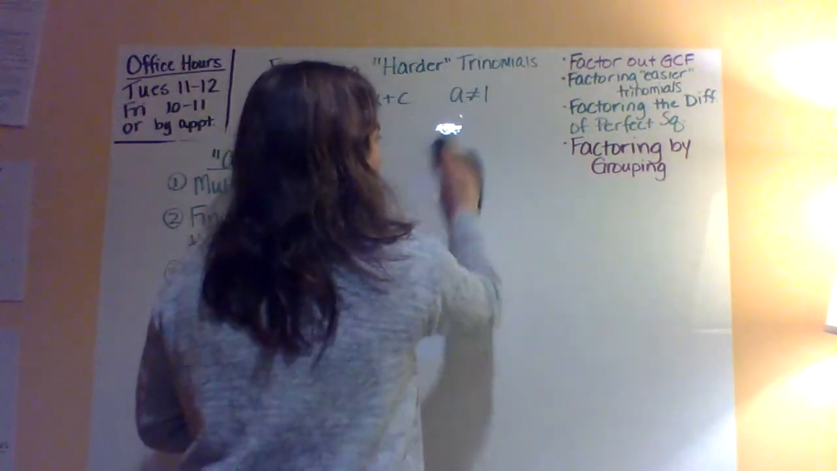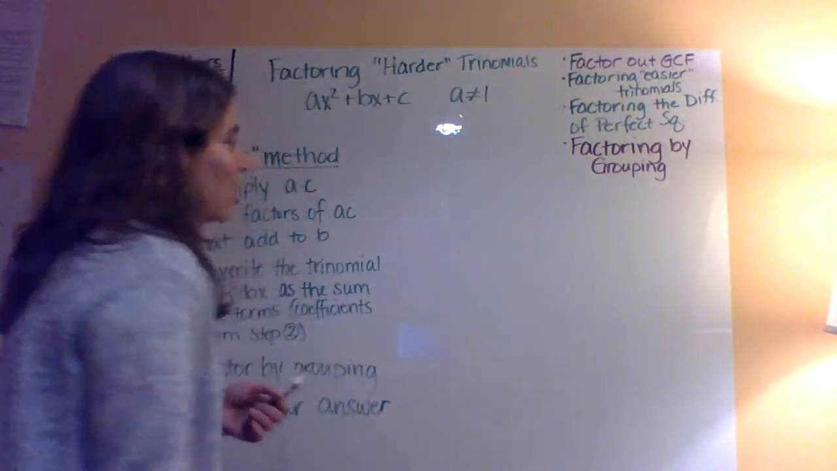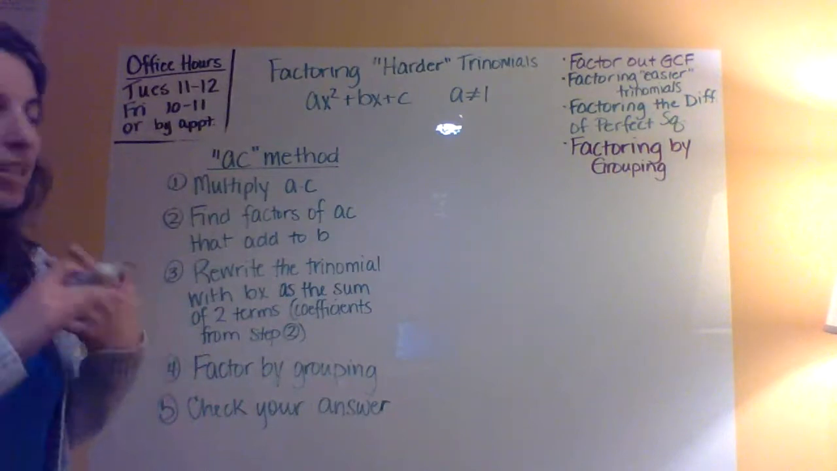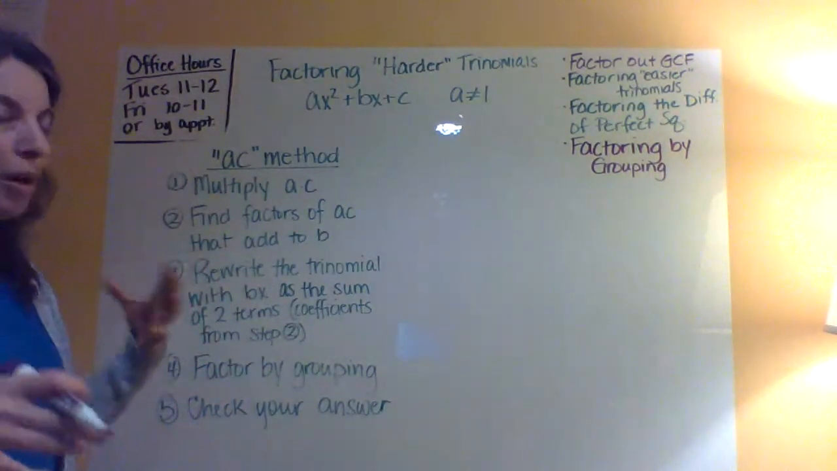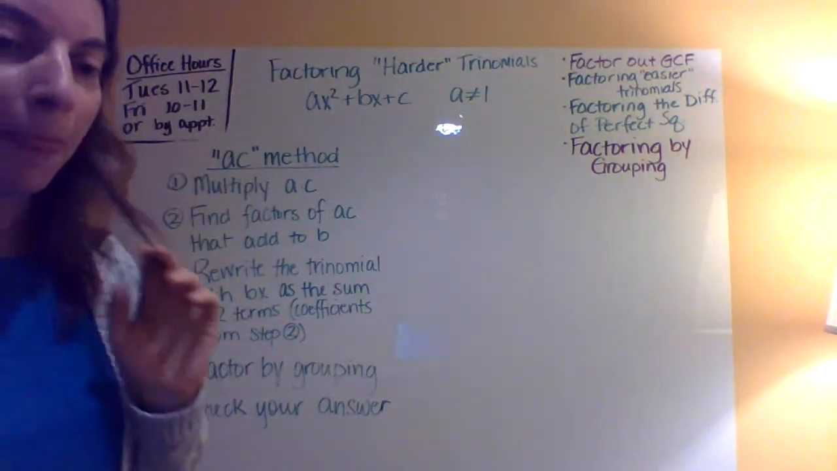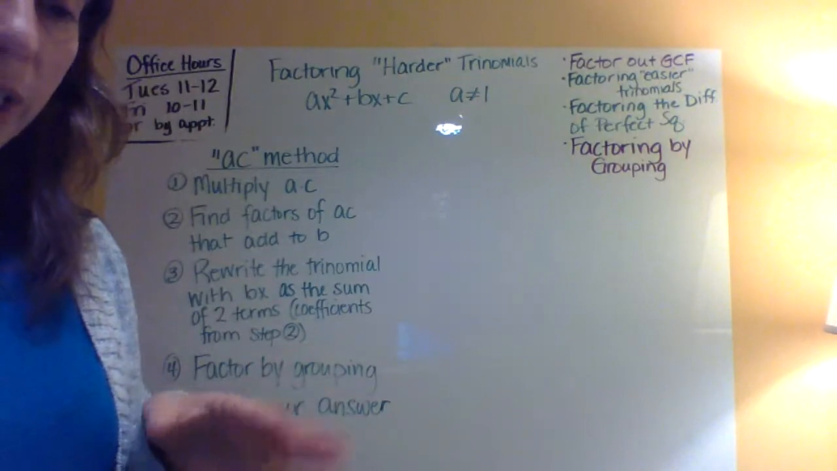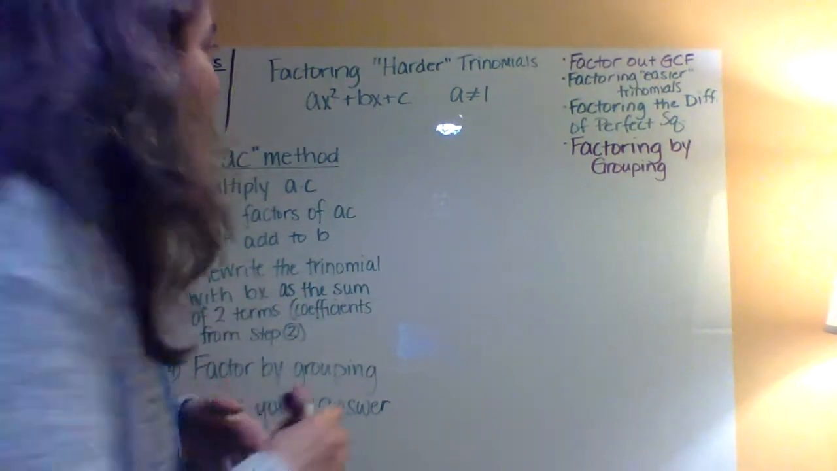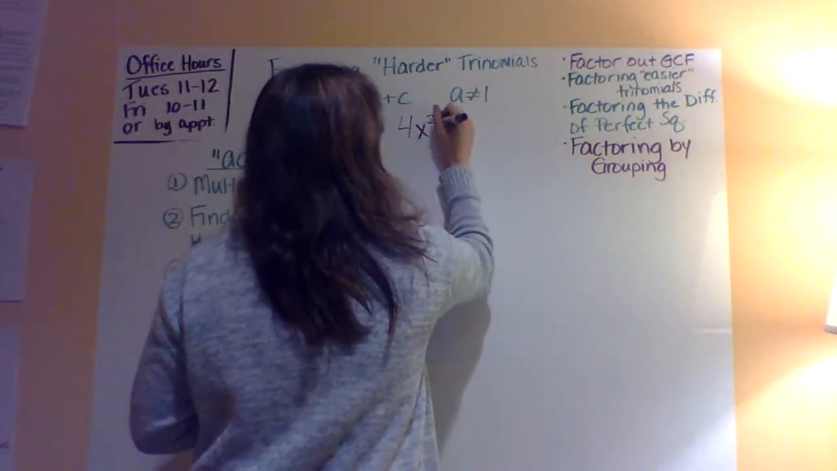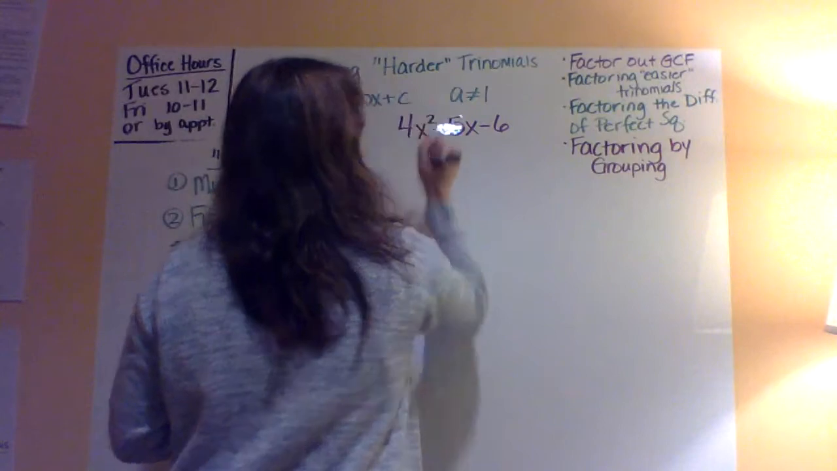So it's nice to also have this method, this AC method, where if we go through these steps, we always get an answer, right? It's never like, oh, we can't find the combination that works. We'll always get an answer here. So we're going to go through the example on page 6. It's up toward the top. So we have 4x squared minus 5x minus 6.